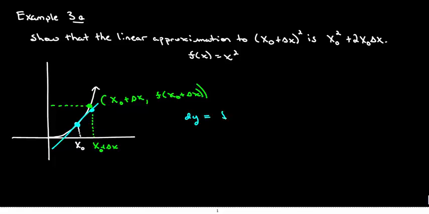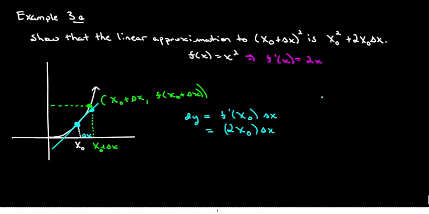and so the approximation is going to be equal to the derivative at the original value times the change in x. So the derivative of the function, f prime of x, is equal to 2x. And so f prime at x naught is equal to 2x naught times delta x. Well, we know delta x is this distance right here. Okay, so that's that guy right there.